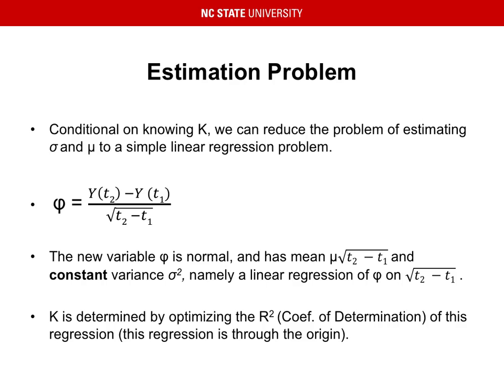So if we know K, we can reduce the problem of estimating sigma and mu to a simple linear regression problem. Therefore, we define phi here. The new variable phi is normal and has mean mu times the square root of the difference of time and constant variance. K is determined by optimizing the R squared of the regression.